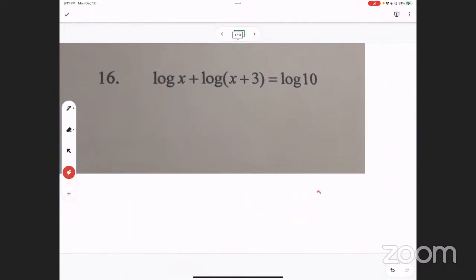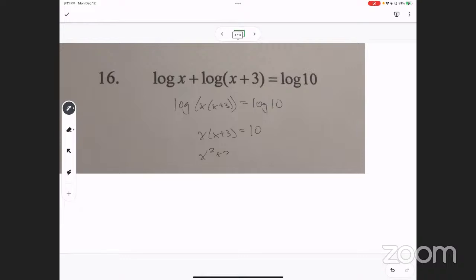Okay. Next, log. So this one we're going to combine together. So this would be the log of x times x plus 3 equals the log of 10. And again, log of this equals log of that means this equals that. So now I can just say x times x plus 3 equals 10. Now to solve this quadratic equation, it's in factored form, but it's not set equal to 0.